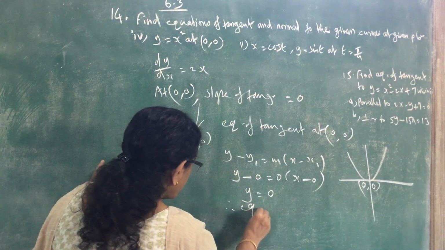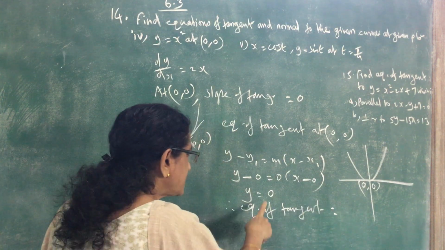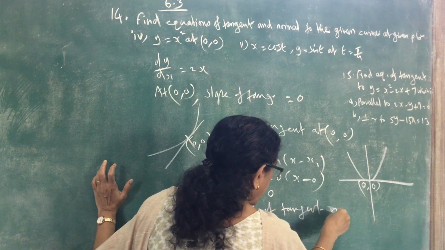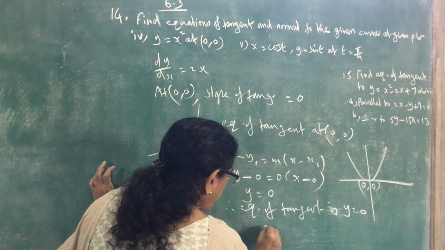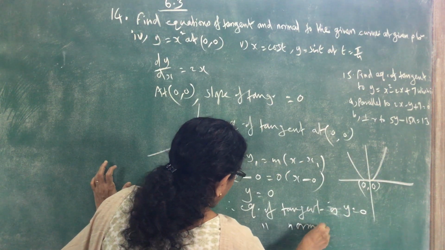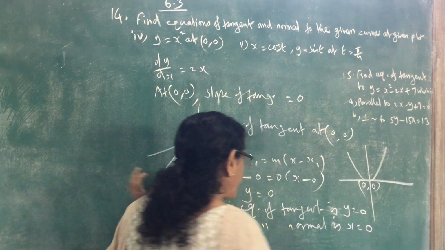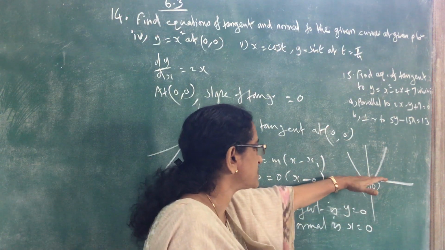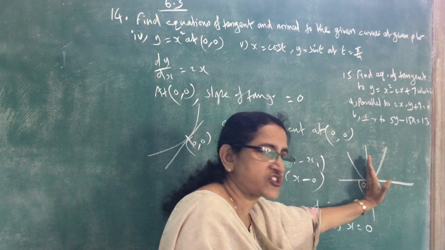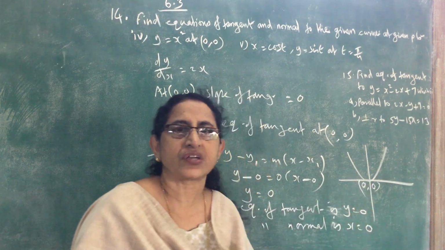Therefore, the equation of tangent is y equal to 0. And the equation of normal is x equal to 0. So the equation of tangent y equal to 0 is the x-axis. Therefore the equation of the normal at the point (0, 0) is x equal to 0.